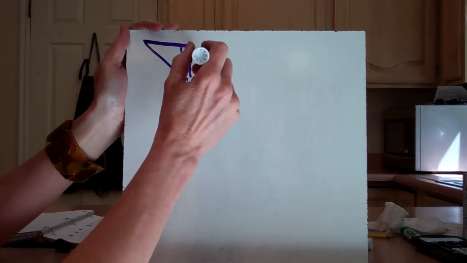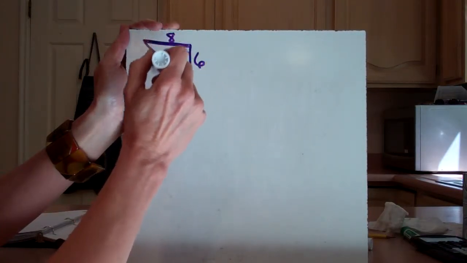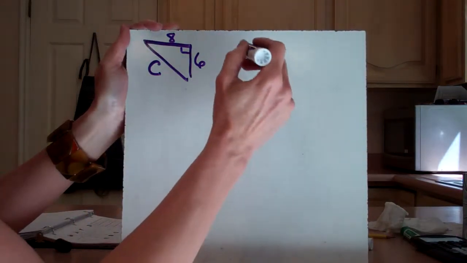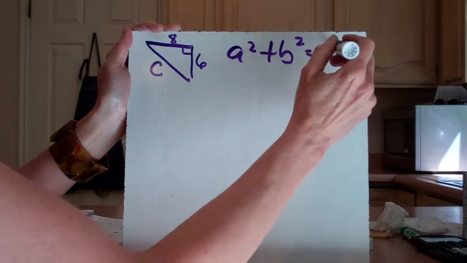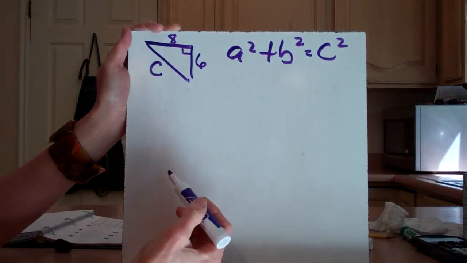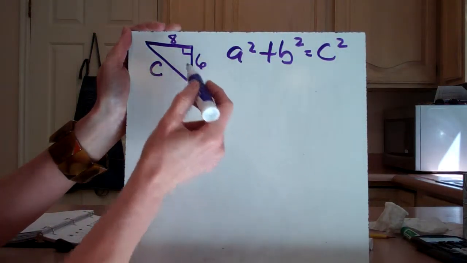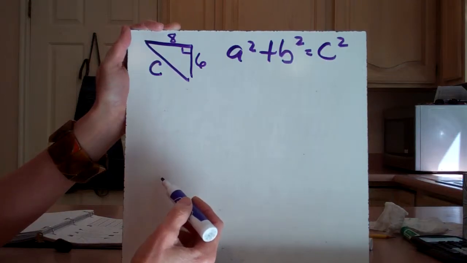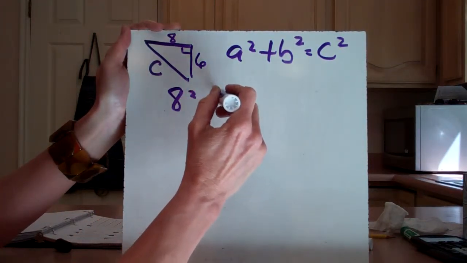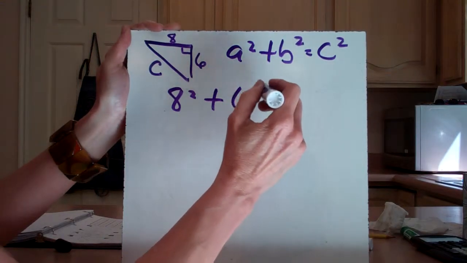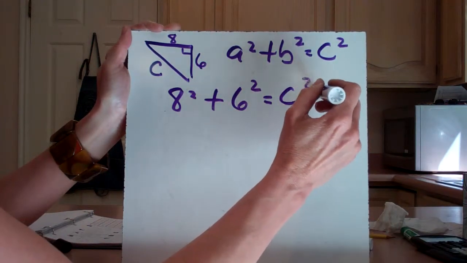You were given one leg is 6, the other leg is 8, and you were solving for C. Remember our formula, a squared plus b squared equals c squared. You're just going to plug the answers into your formula here. A and b are 8 and 6. It really doesn't matter which is which. Let's say that a is 8. 8 squared plus b is 6. 6 squared equals c squared.